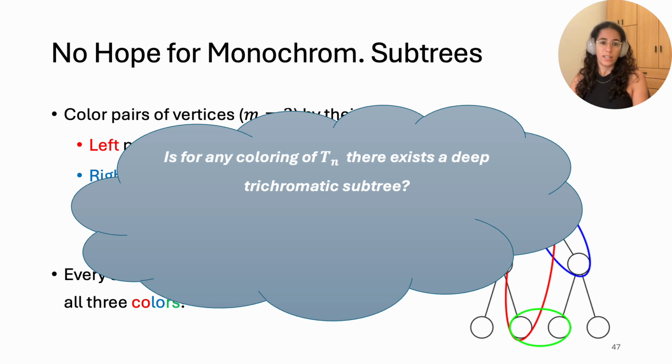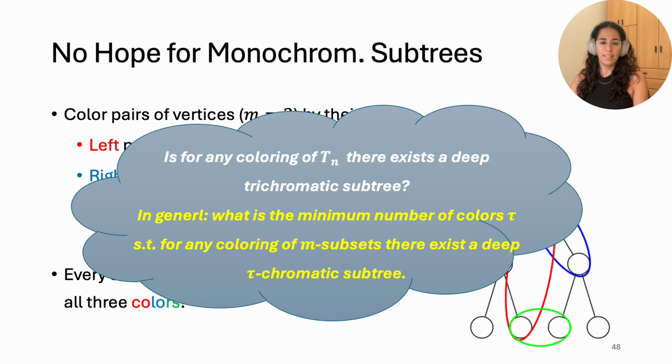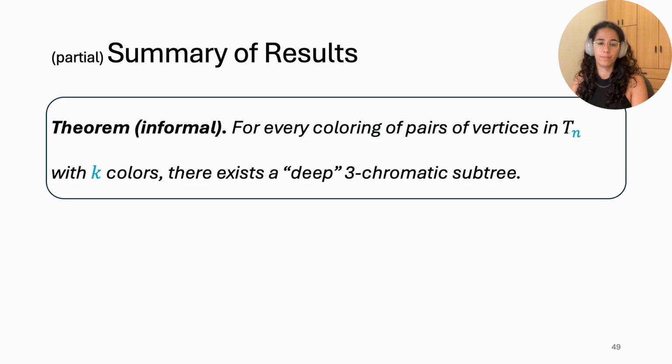But we can ask a different question. Is it true that for any coloring of T_n, there exists a deep trichromatic subtree? And in general, maybe the right question to ask is: what is the minimum number of colors tau such that for every coloring of m-subsets there exists a deep tau-chromatic subtree? For pairs, we saw that coloring pairs according to their type is a hard coloring. And as it turns out, 3 is actually the correct number.